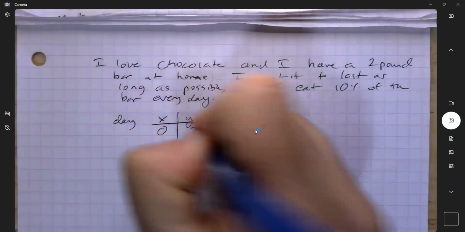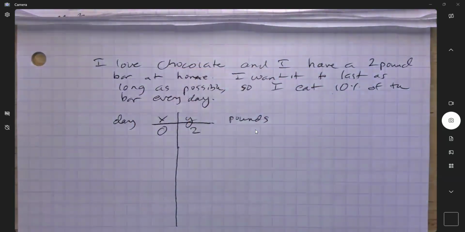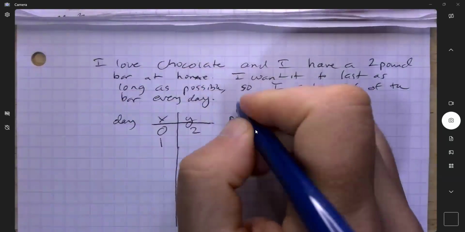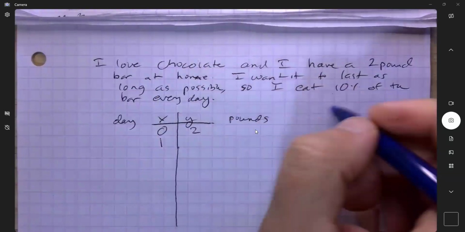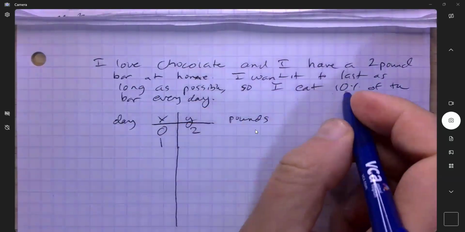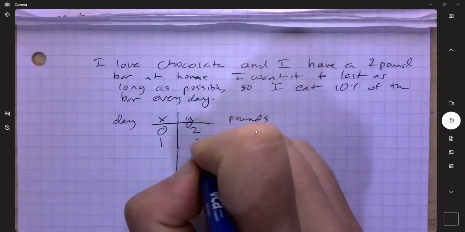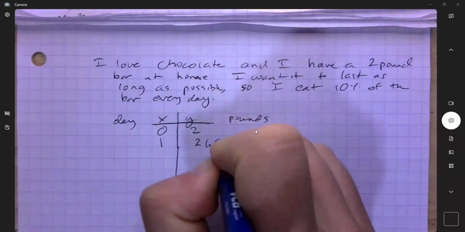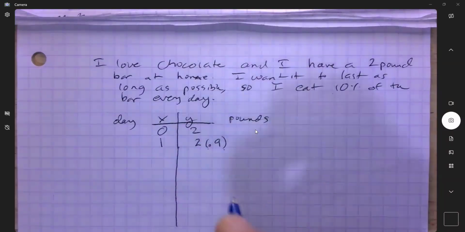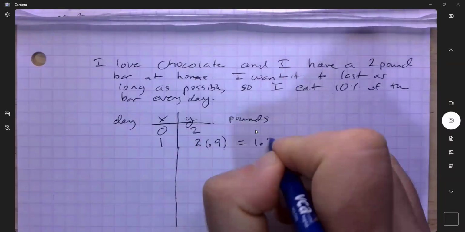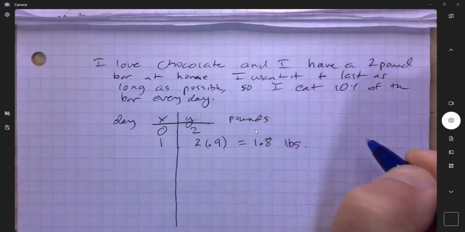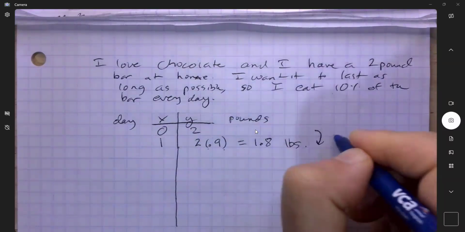So on day 0, I had 2 pounds. Awesome. On day 1, oh, do we want to do pounds? Sure, that's fine. I was going to do ounces, but pounds is okay. On day 1, I've eaten 10% of it. So it's going to be 2 pounds times the 90% that's left over, which is 1.8 pounds, because I multiplied the two.